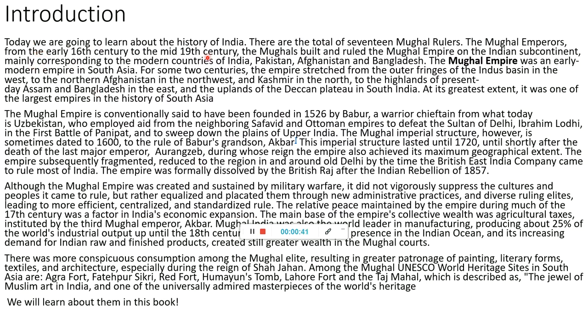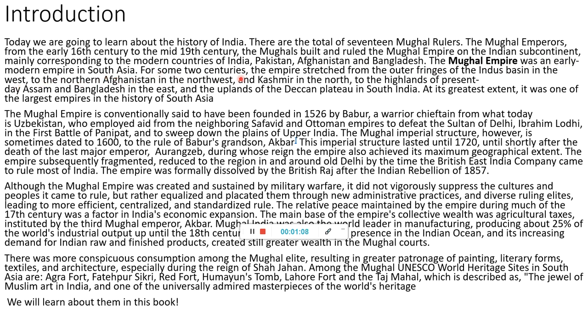Today we are going to learn about the history of India. There are a total of 17 Mughal rulers, the Mughal Emperors, from the early 16th century to the mid-19th century. The Mughals built and ruled the Mughal Empire on the Indian subcontinent, mainly corresponding to the modern countries of India, Pakistan, Afghanistan, and Bangladesh. The Mughal Empire was an early modern empire in South Asia.